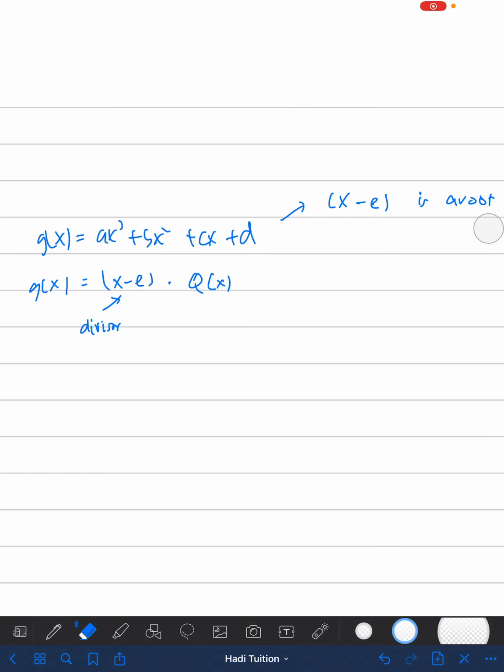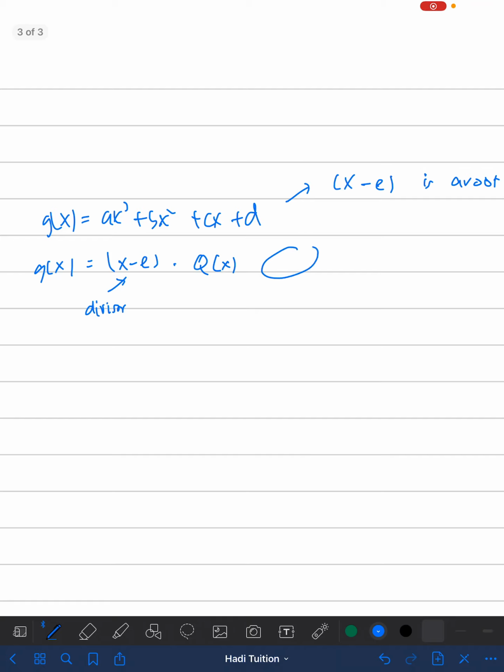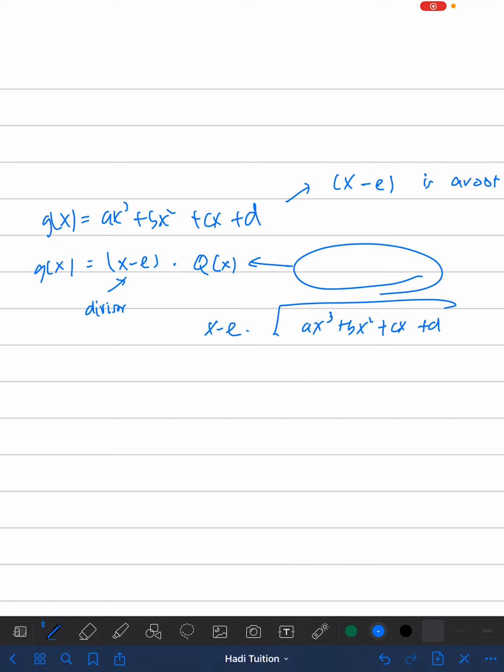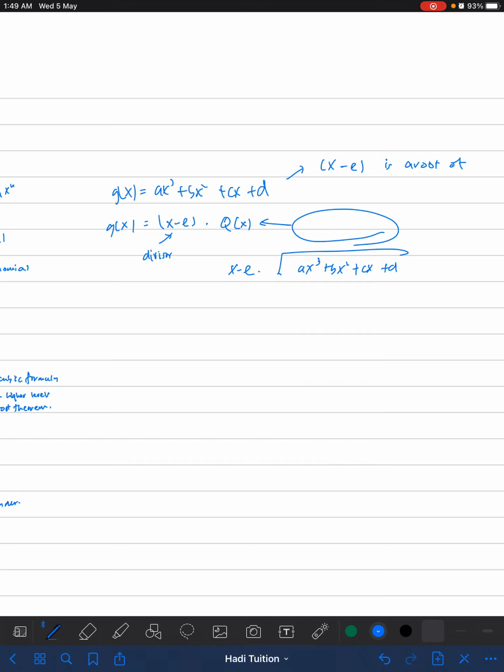But because this is a root, we know that there is no remainder. So how do you find this? Simple, by long division. You have ax^3 plus bx^2 plus cx plus d, you long divide it, and whatever you have up here, the answer, is equal to q(x). Alright, but say x minus e is not a root. What then?